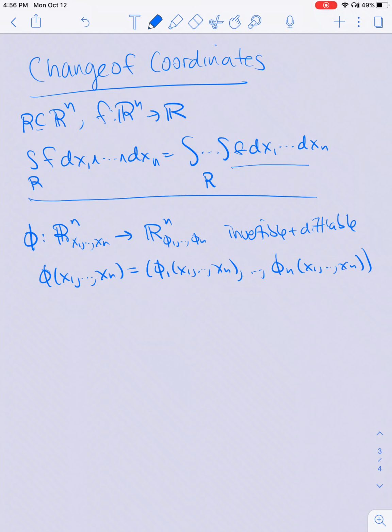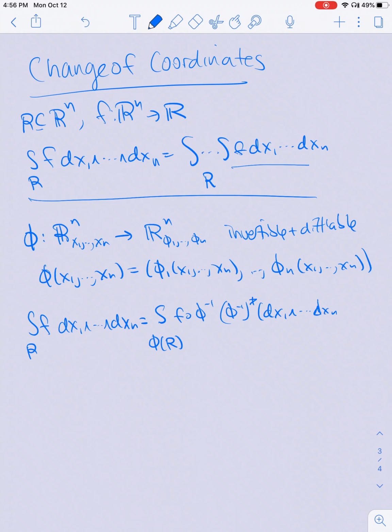we get the formula: the integral of f over the region R, dx1 wedge dxn, is equal to the integral over the region phi of R of f composed with phi inverse, times phi inverse pullback of dx1 wedge all the way out to dxn. So this is what your book writes.